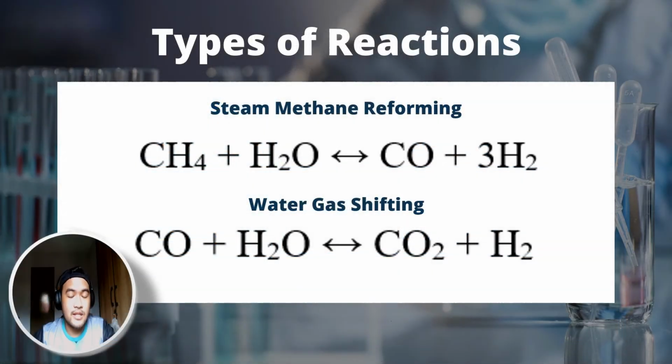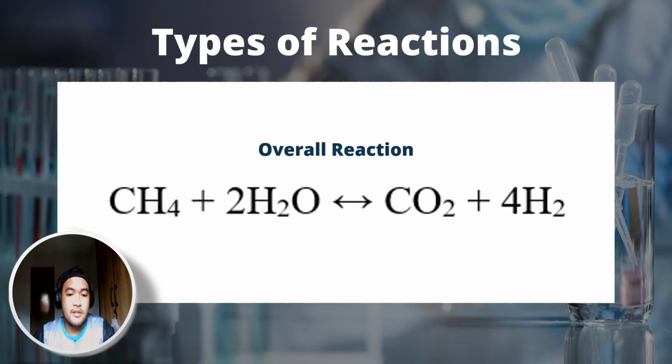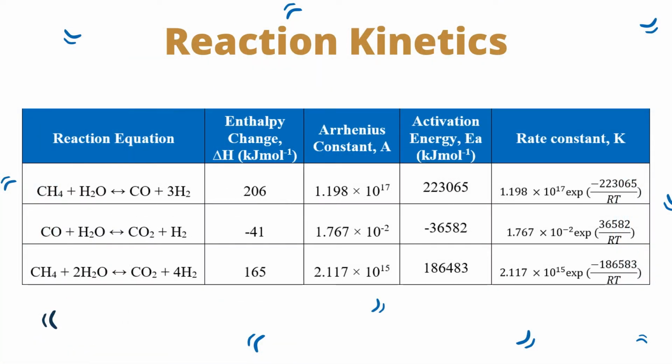Here are the reactions that are occurring in the SMR reactor, which are steam methane reforming and water gas shifting. Here is the overall reaction that will be considered, which is the reaction between methane and steam producing carbon dioxide and hydrogen. Here are the reaction kinetics for the overall reaction. It is worth noting that the overall reaction is endothermic, with 165 kilojoules per mole enthalpy change.